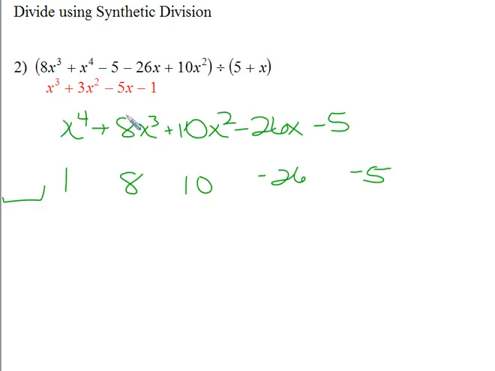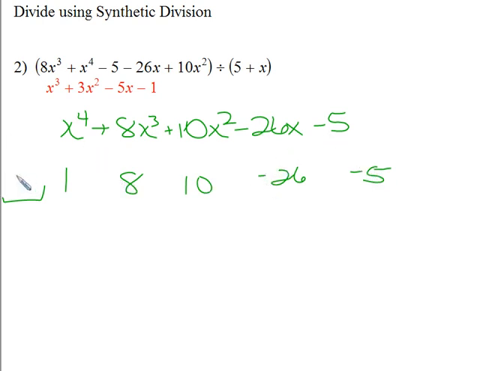number 2 is set up as a synthetic division problem. One of the issues that you had to work through was the fact that these were not in descending order. So as you can see, the first thing to do is to set it up so that your coefficients are counting down. Next, remove the variables. You can see that the x to the 4th is no longer there. So I have 1, 8, 10, negative 26, and negative 5.